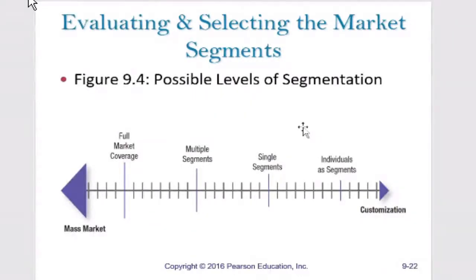Now, for looking at the different possible levels of segmentation, this is a sort of fishbone diagram that you're trying to see.